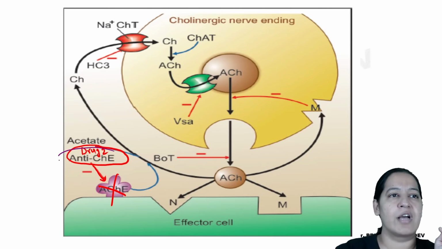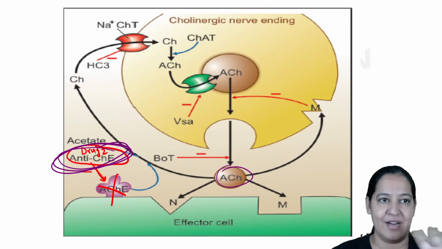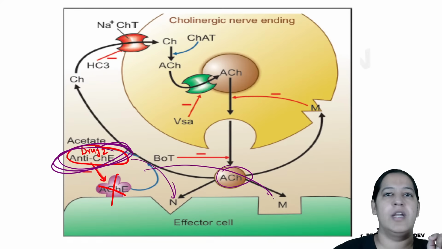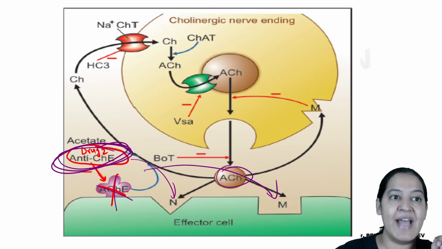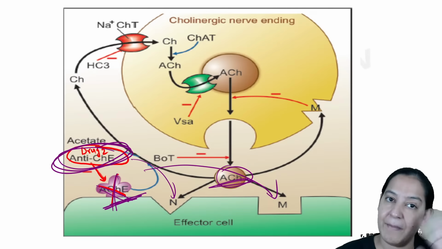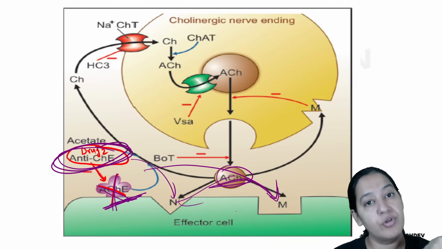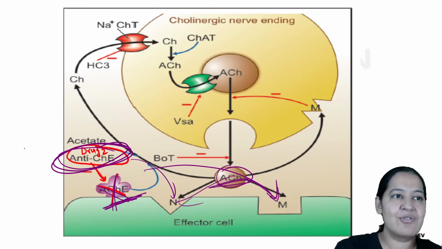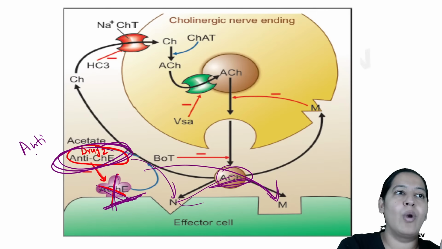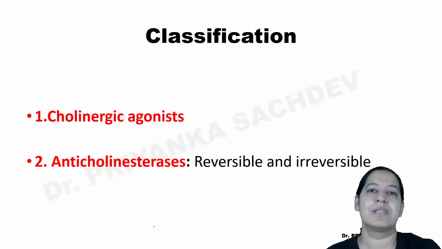And here you can see drug 2. Please see drug 2. What is it doing? It is not structurally similar to acetylcholine, so it cannot bind to muscarinic and nicotinic receptors. It will inhibit the enzyme known as cholinesterase. If cholinesterase is inhibited by this drug, then acetylcholine will remain at the receptor for a longer duration because the enzyme which used to destroy it is inhibited. So these drugs are known as anticholinesterase drugs because they are inhibiting cholinesterase. So that is drug 2.